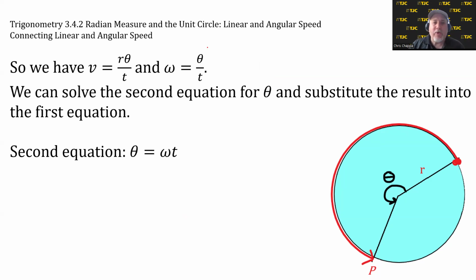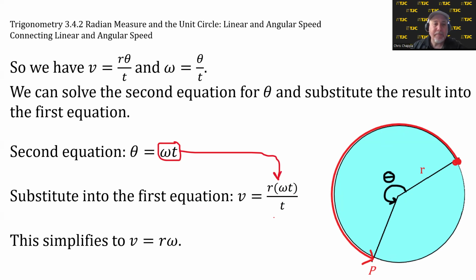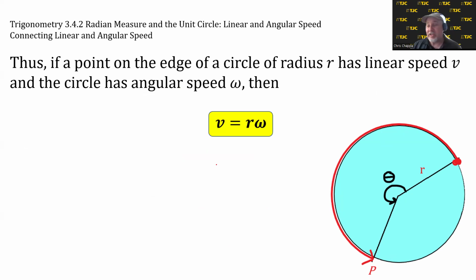All right, so the second equation, if we solve it for theta, we simply have to multiply both sides by t to get theta equals omega t. But now we can substitute this into the first equation. So we're going to take the omega t and substitute it for the theta right there. And when we do, we will get something that looks like this. Linear velocity equals radius times omega times t divided by t. But the t's cancel, and this simplifies to v equals r times omega. That is our equation that connects the two.